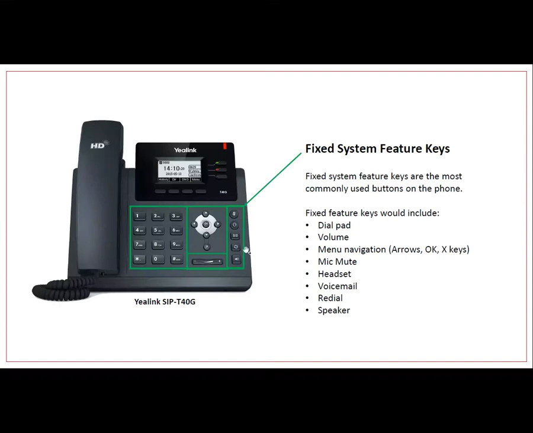The fixed keys that are to the right on the phone include a mute button, a headset key, a voicemail key, a redial button, and a speaker key. These keys are used to control the different features and functions on the phone. For example, the speaker. When I want to answer and hang up a call or put a call on speaker so that others around me can hear, I use the speaker function.